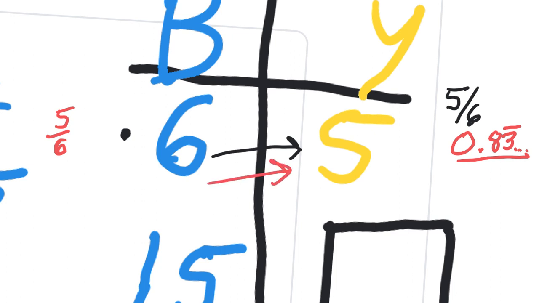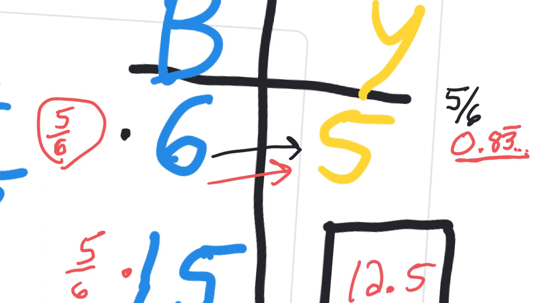So I'm going to use this constant of 5/6, which is equal to 0.833, and I'm going to multiply that to 15. When I multiply 5/6 to 15, I do get 12.5. So we need 12.5 cups of yellow.